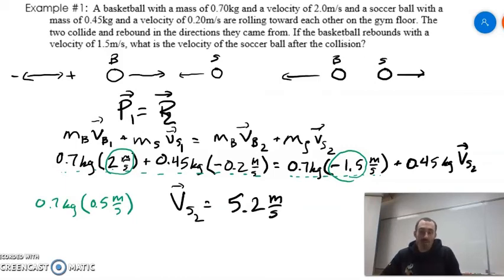And then when you translate that into the velocity that's added to a 0.45 kilogram object, it turns out that it's going much faster. So this is our final answer for the velocity of the soccer ball at the end.